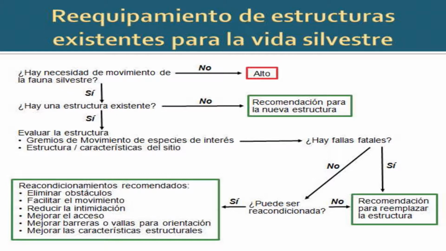Is there a necessity for animals to move across the road? Well, yes or no. If there's no need for them to move, which may be the case in cities, there are situations that way, then you can stop worrying about this. But if the answer is yes, then the next question is: is there a structure already existing in this particular location where you want animals to move across the road? If there's no structure, then the only option you have is to design and build a new structure because there's nothing there that you can improve.